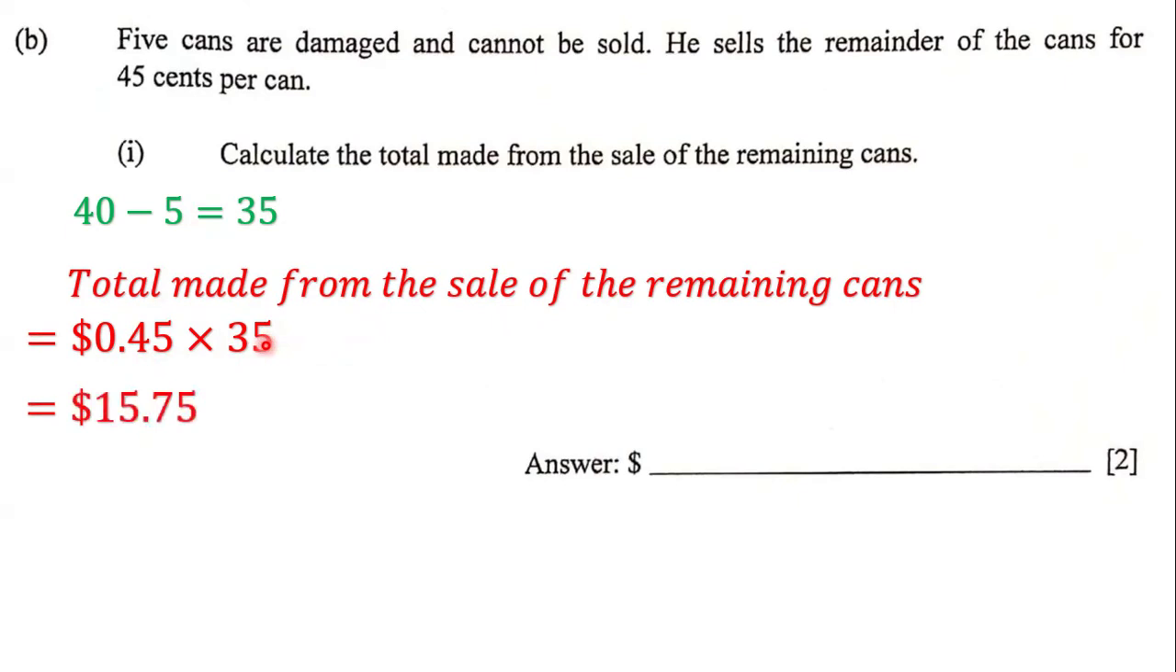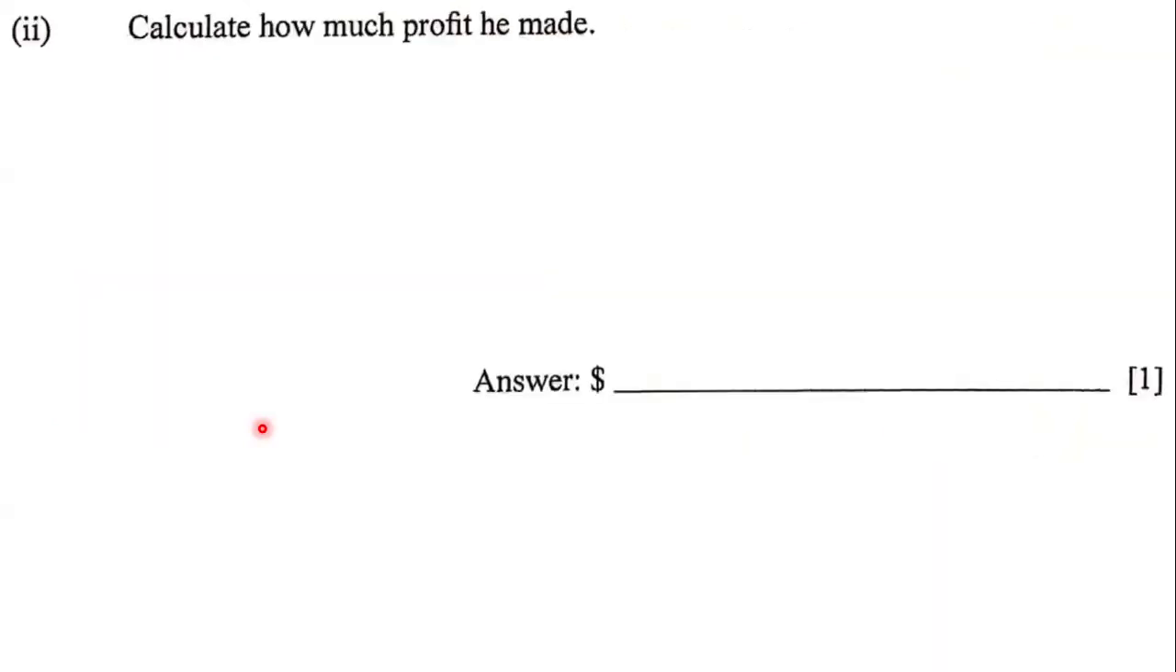When we multiply them, we get $15.75. That's the total made from the sale of the remaining cans. Next, it states, calculate how much profit he made.